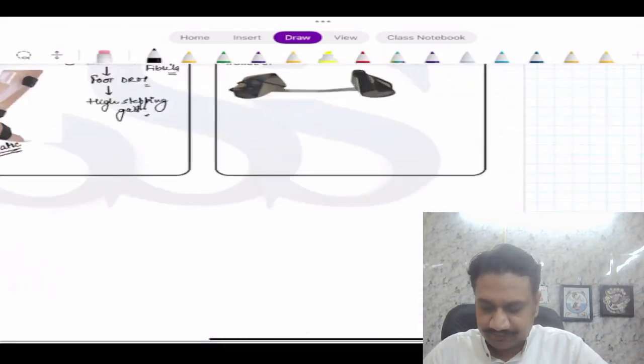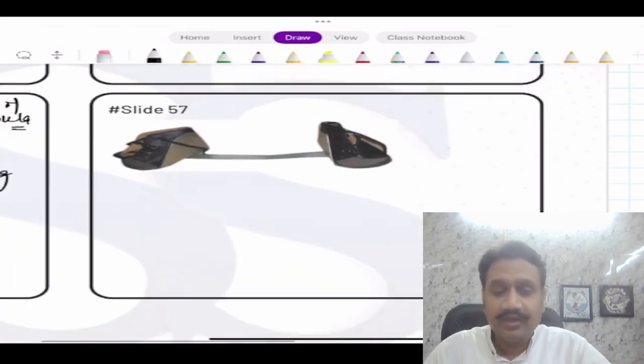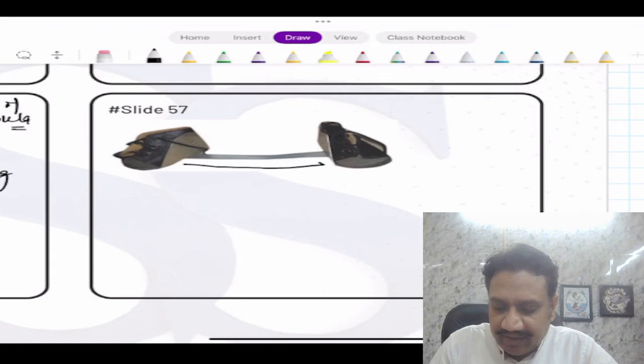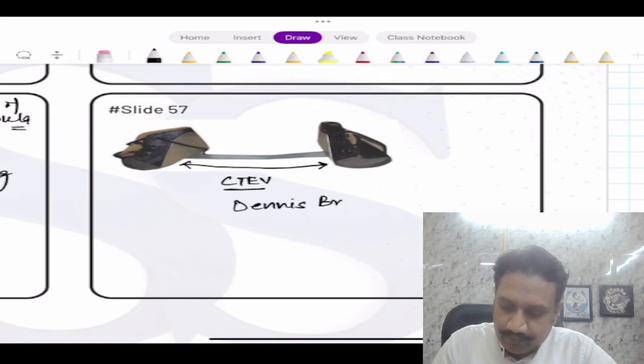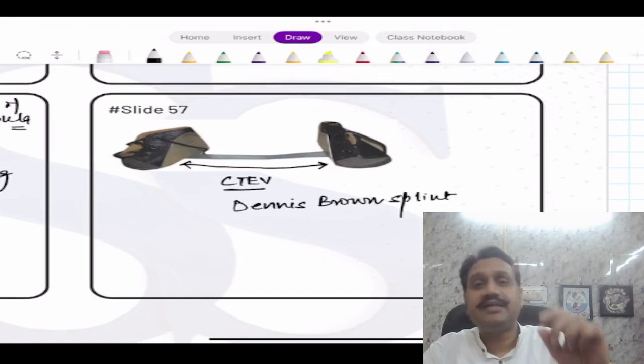And then we have two shoes connected to each other by a bar. Where do we use these shoes? These are used in the patients of CTEV. And what do we call them? These are called the Denis Browne splint. Where do we use it? In the cases of CTEV.